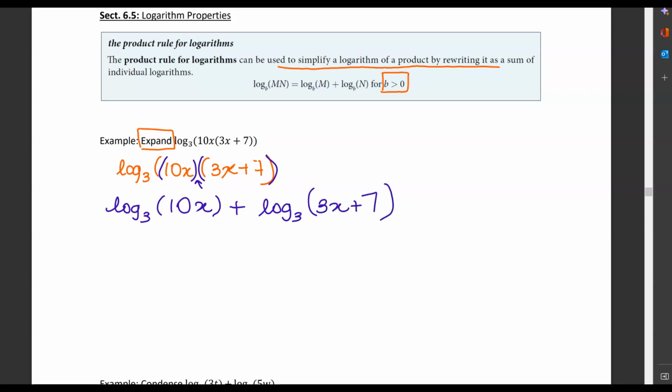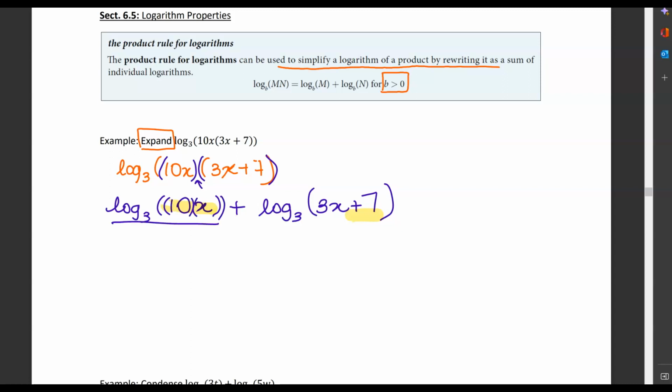Okay, so now we have to ask ourselves, is there any more multiplication that can be broken up? Well, we can break here, because remember, this is just saying 10 times x. But here, this is saying 3 times x plus 7. So because of this plus 7 here, we can't break this up any further. So this entire side is done. So let's go ahead and break this one up, and we're going to break it up here. So it's going to be multiplication here.